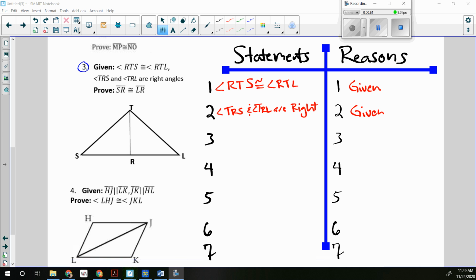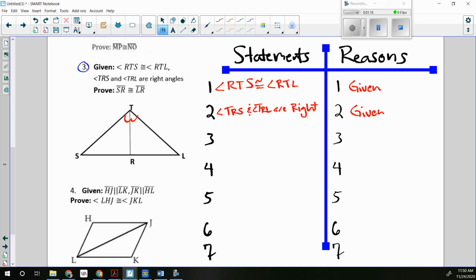All right, so I got my given statements put in. Again, I just listed out all the way to 7. I don't know if it's going to be that many, more, less. We will see as we go, but let's see what these given statements gave us. So we have angle RTS is congruent to angle RTL. So that's this angle is congruent to this angle up there. Okay, so that's given to us.